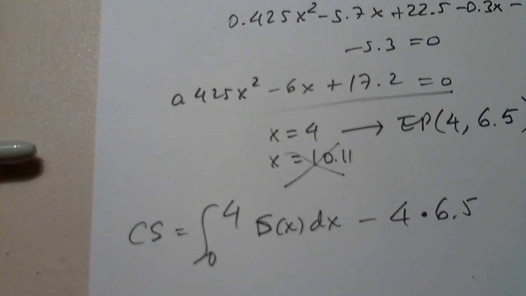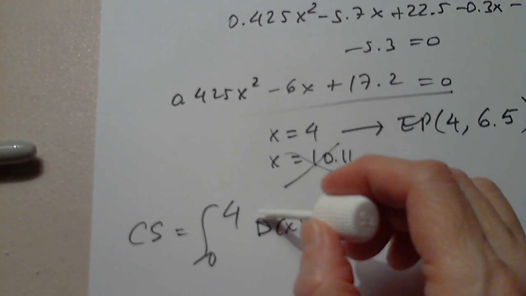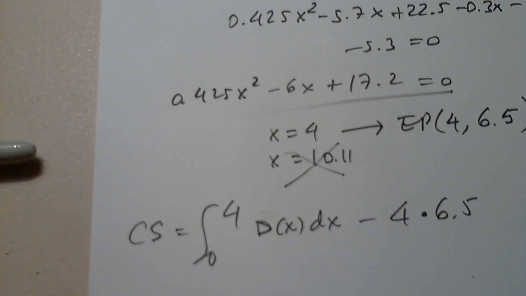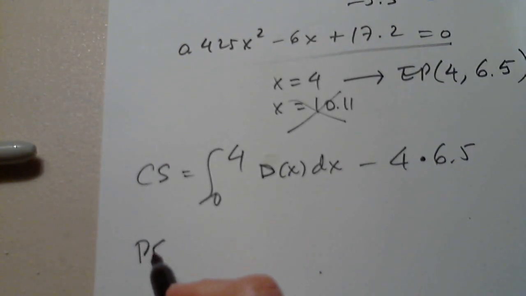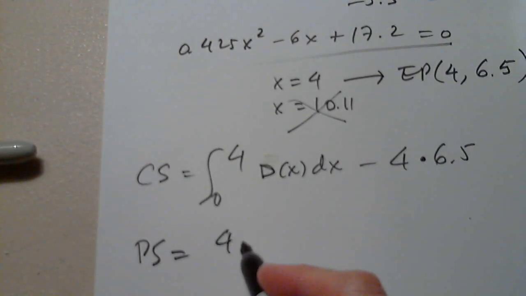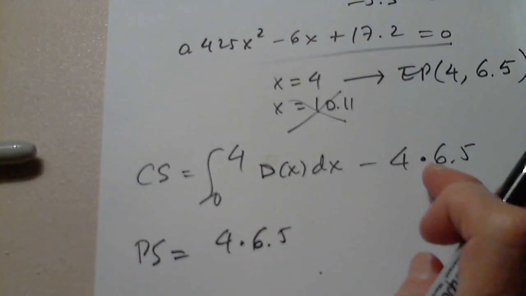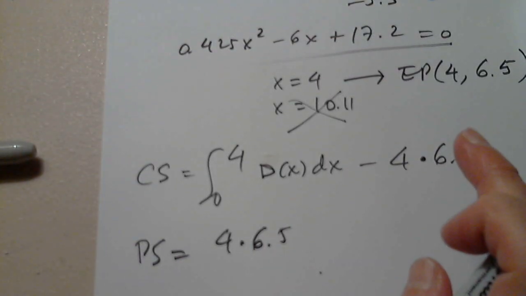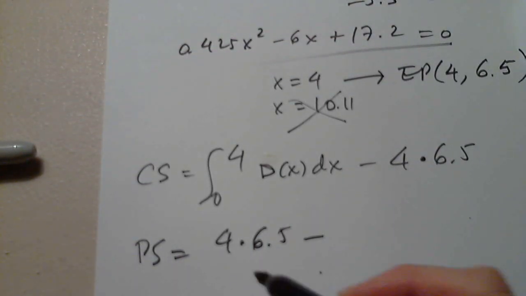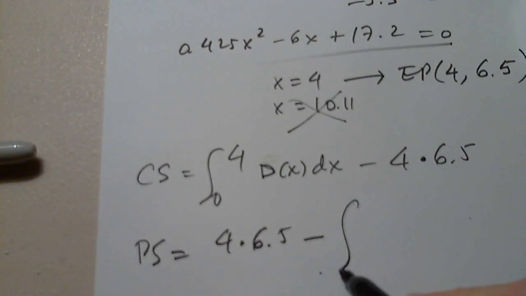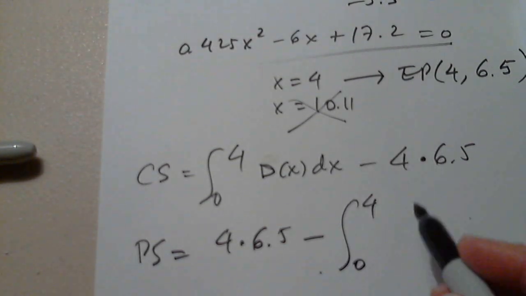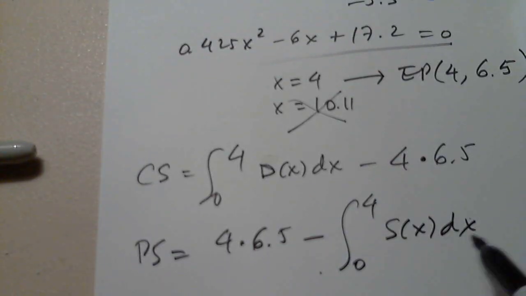And the producer surplus is the other way around, and also from a different function. So the producer surplus is this product. This time, these two are the same because we're talking about the equilibrium point. But for other slides, they are not the same. So the integral from 0 to 4 of the other function, which is the supply function, dx.